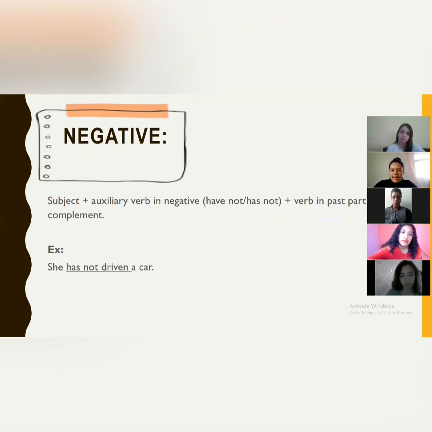For negative sentences, we have to use subject plus auxiliary verb in the negative form, so it becomes have not or has not, plus the verb in the past participle form and the complement. For example, she has not driven a car. Here, she is the subject, has not is the auxiliary verb in the negative form, driven is the verb in past participle form, and a car is the complement.